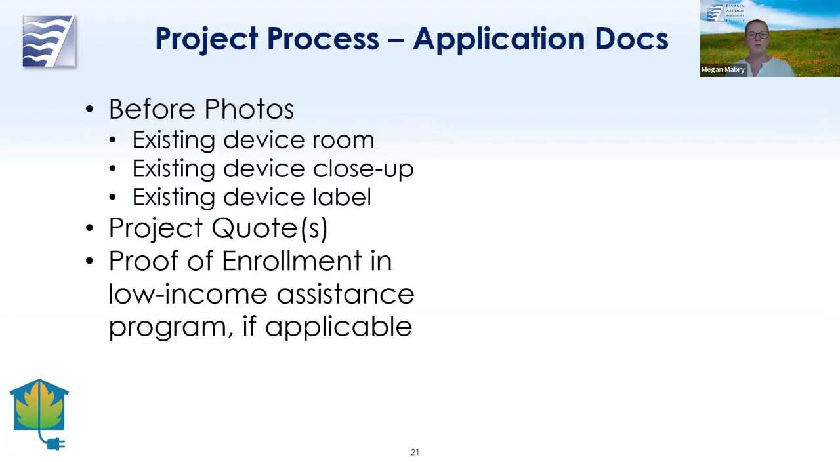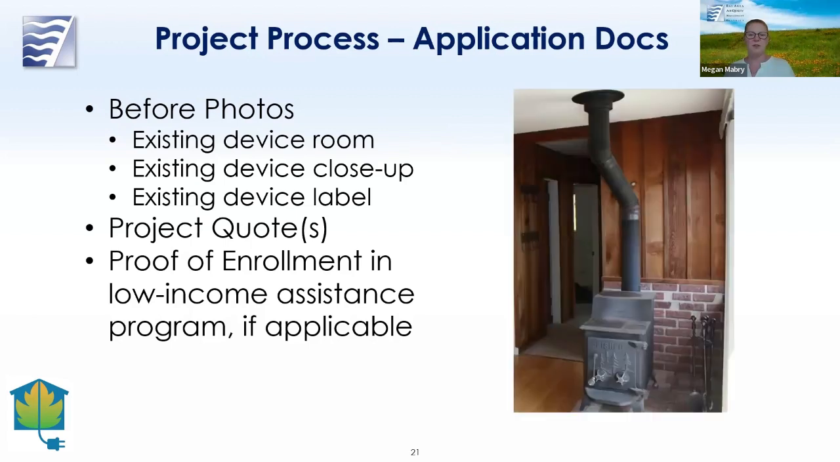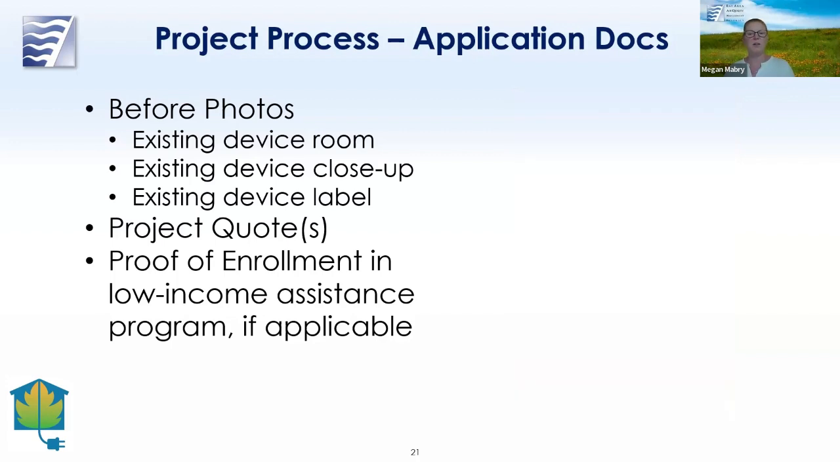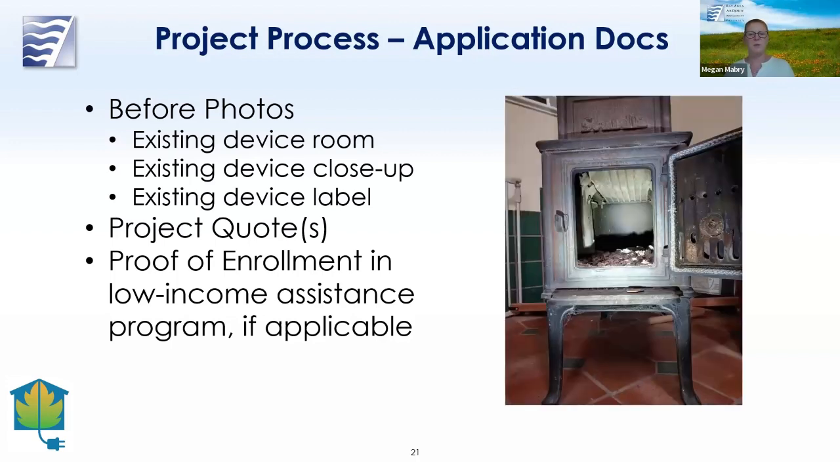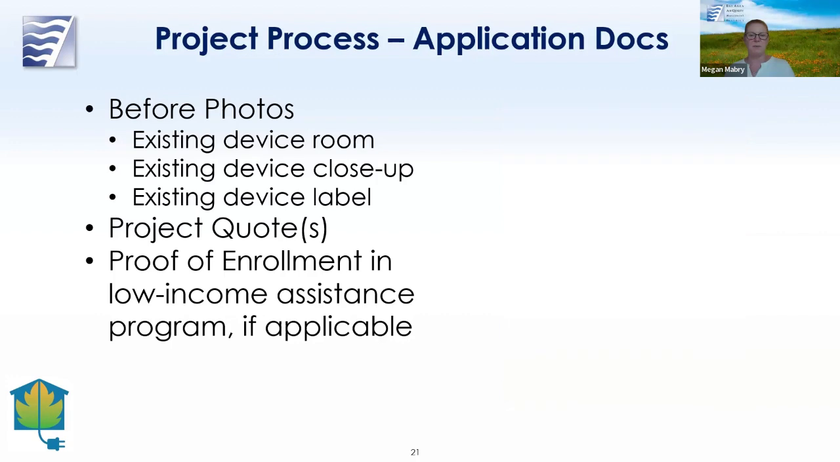We require a few documents for our applications. First, we require some photos. These include a zoomed out photo of the room that the wood-burning device is in. The photo should include the floor, ceiling, existing device, and any distinguishable features of the room. A close-up photo of the device with the firebox door open. It must show the outer frame and inner ceiling of the device.